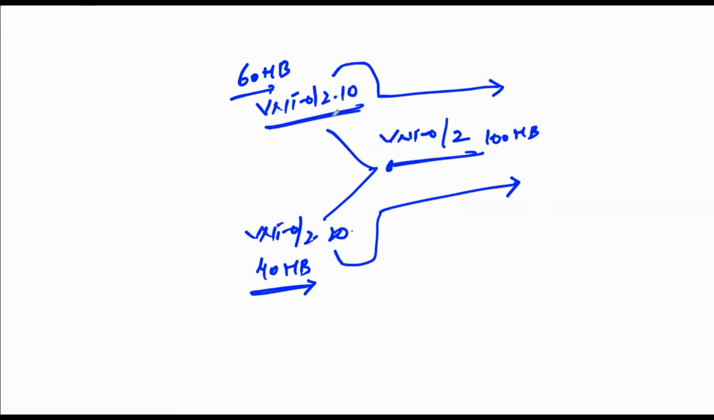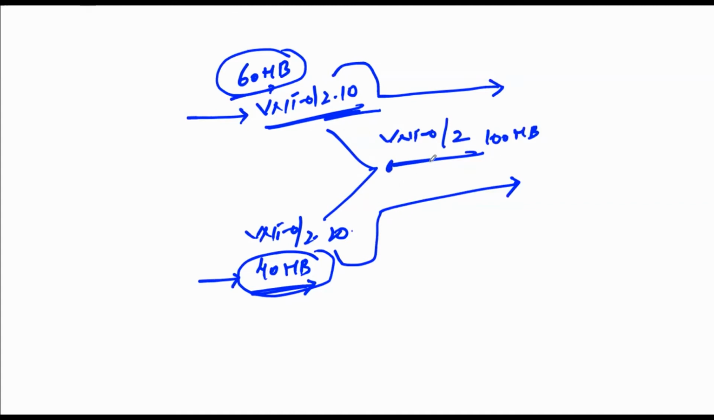What I'll do is, for 2.10, I'll mention the shaper value as 60 MB. For 2.20, I'll mention the shaper value as 40 MB. Now the maximum bandwidth available for the 2.10 logical interface is 60 MB, and for 2.20 it is 40 MB.